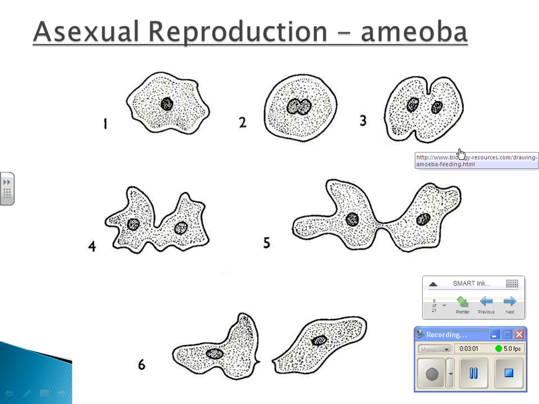Asexual reproduction of an amoeba, here we see the parent cell. The nucleus is beginning to divide. It is now beginning to split into two exact copies. These are called daughter cells. And when it finally does split, this amoeba will look exactly like its parent because of asexual reproduction.